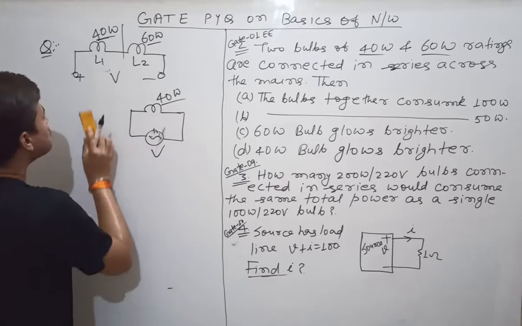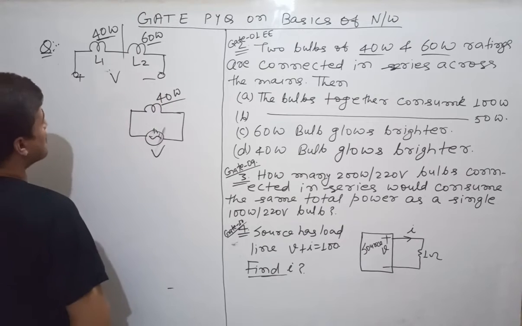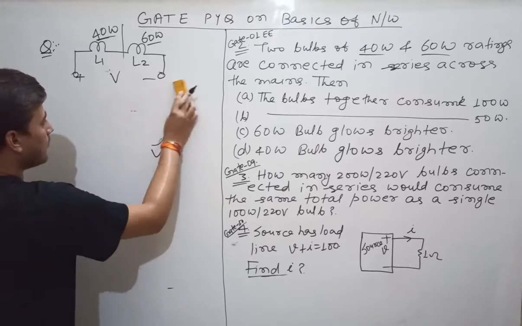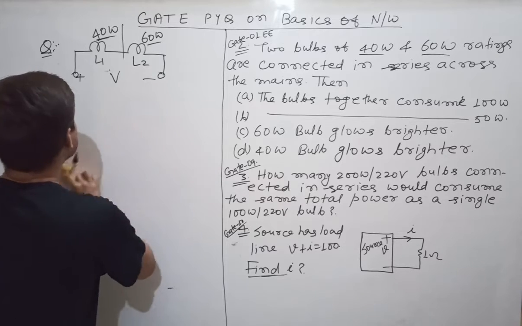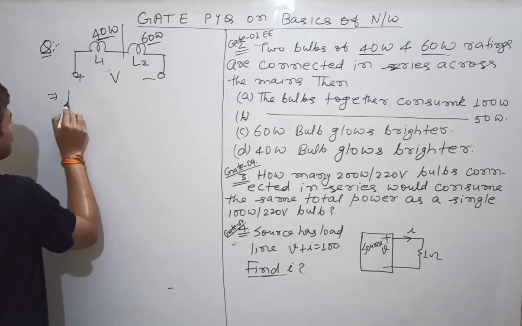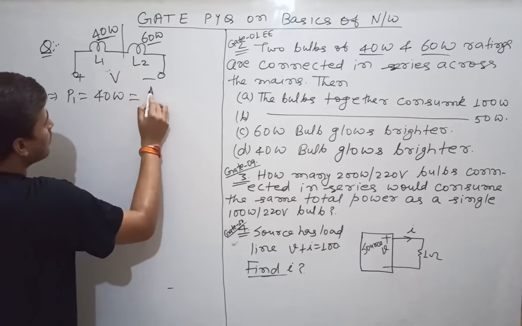Now here what happens? Two bulbs are connected in series and the overall connection has been connected across voltage V. So let us see how to solve this question. See, for bulb 1, P1 was given 40 watt. So what do you know?